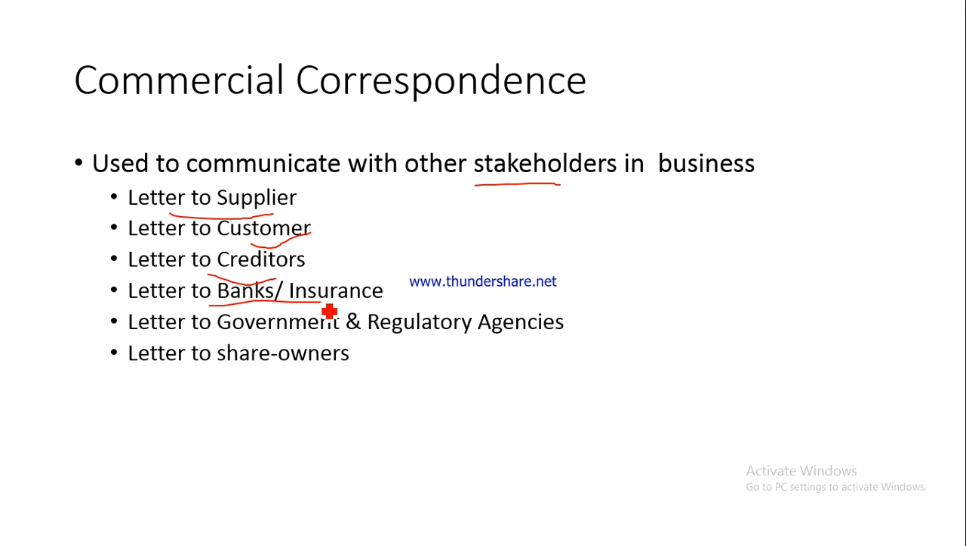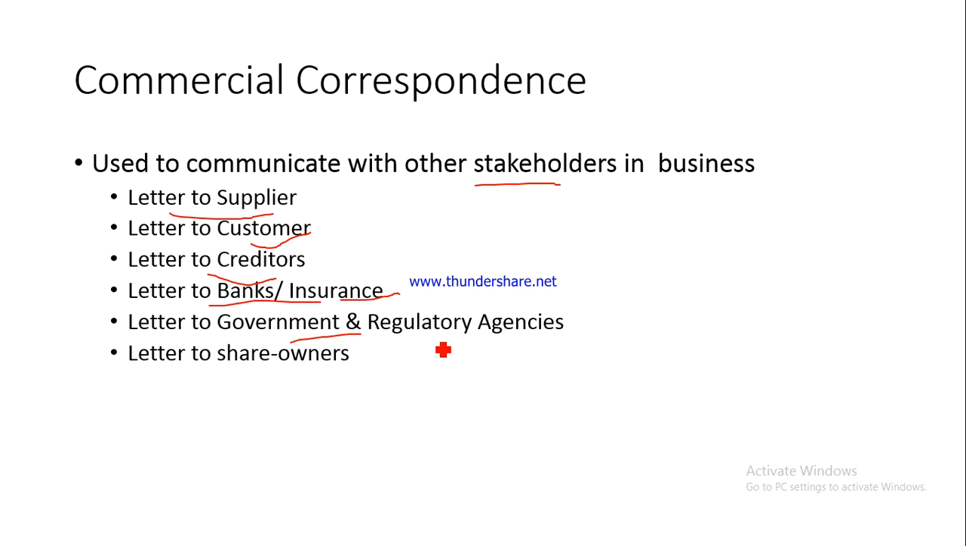So the banks are also stakeholders, and if you are communicating or corresponding with them, then again you are basically indulging in commercial correspondence, right? Again, to insurance agencies, generally all good enterprises will insure themselves against losses, against natural calamities like fire or flood, right? So you have to at times correspond with these insurance agencies also, and this again would be an example of commercial correspondence. Then if you're writing a letter to the government, as I've already talked about, or some regulatory agencies.